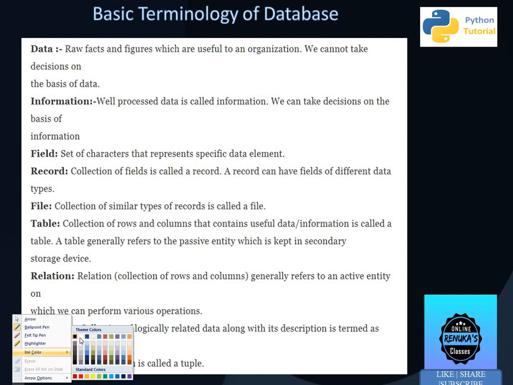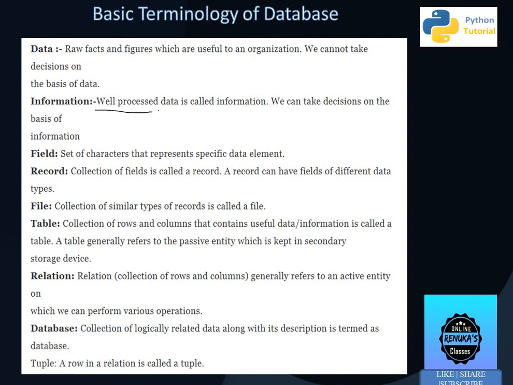And then comes information. Information is basically well processed data, the form of data which is processed, that is known as information. Now we can take decisions on the basis of information. You can consider data as wood, that is the raw material, and after processing the wood it is converted to useful furniture, so that is information. So this is the difference between data and information.